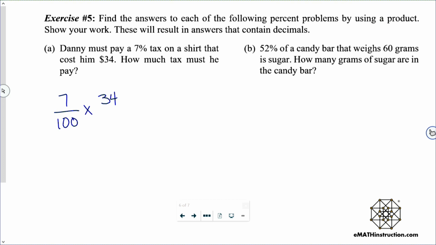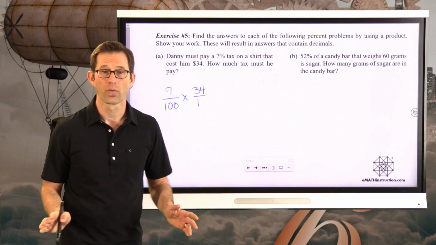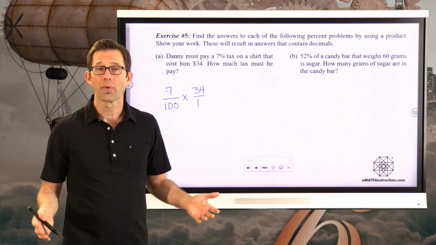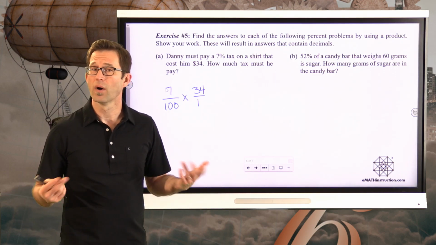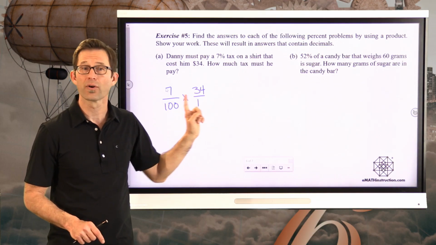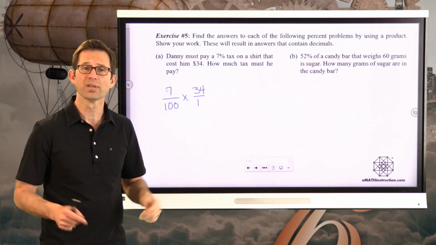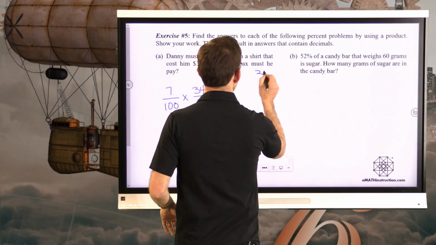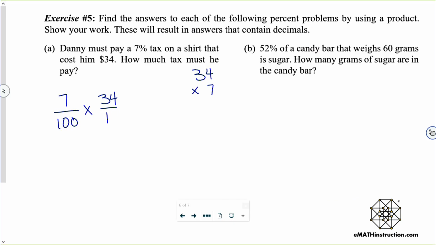Now in this case, this is just not going to get very nice. There's no getting around it. When the problems don't reduce nicely, what I tend to do is multiply the numerators together, and then divide by 100. So let's look at that approach. Over here, I'm going to find what 7 times 34 is. 7 times 3 is 21, plus another 2 is 238. So this is going to be 238 divided by 100.